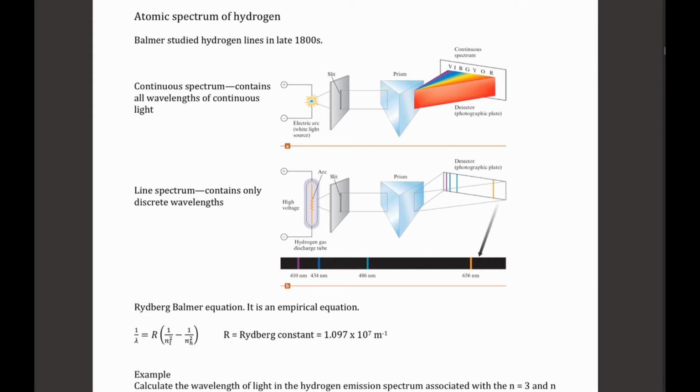Okay, so 1 over lambda equals R times the quantity 1 over n lower squared minus 1 over n higher squared, where the only restrictions on n higher and n lower are that they are positive integers, 1, 2, 3, and so on, and n sub L is lower than n sub H.